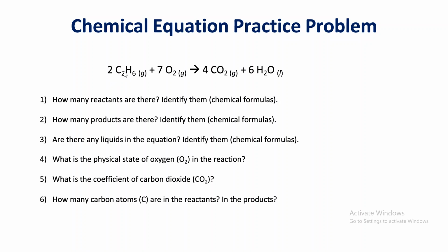Number 6 says how many carbon atoms are in the reactants and in the products. So we look, C2H6 is the first reactant. We have a coefficient of 2 and a subscript of 2. What we do is we multiply the coefficient by the subscript. So 2 times 2 is 4. So we have 4 carbons on the left. Let's look at the carbons on the right. The coefficient is 4, but we don't see any subscript. If we don't see any subscript, we assume it to be 1. So 4 times 1 is 4. So you got 4 carbons on the reactant side and 4 on the product side.